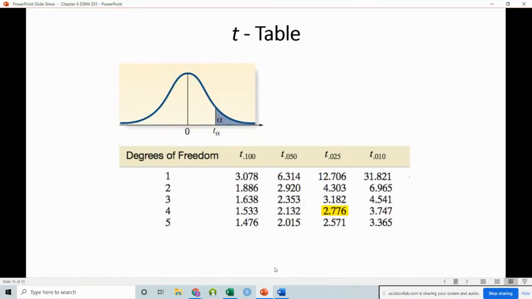So to read a t-table, we'll have to use our t-table and our degrees of freedom to get our t value. So let's say you have a sample size of 5, then that would be n-1 degrees of freedom, so we'd have 4. And then for alpha, and this particular one, alpha is 0.025, we would get our t statistic of 2.776.